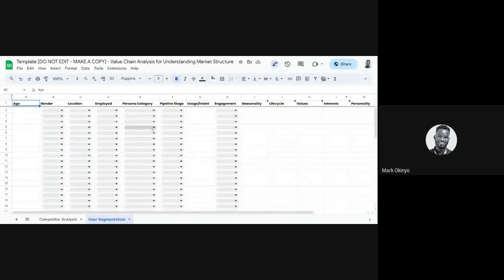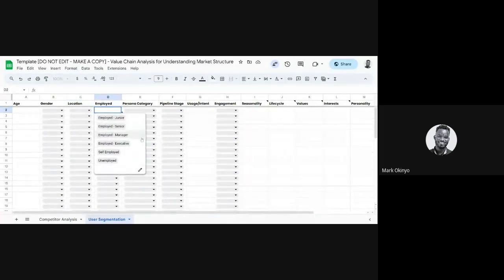All right. Under user segmentation, it's the same thing. We're looking at demographics, psychographics, and behavioral characteristics as well. So age, gender. I only have two, so if there are people who identify as they/them, feel free to add there. Location also, where are they based? Are you targeting local customers within your city? Are you targeting the whole of Kenya? Is it a specific region, or are you going international as well? Same thing with employment: it can be junior, senior, manager, executive, self-employed, unemployed. This is good because it also lets you know who's making the decision when it comes to the purchase.